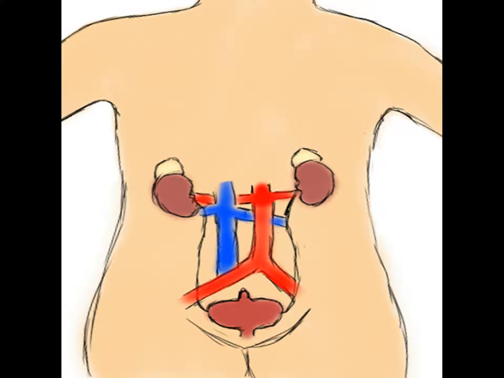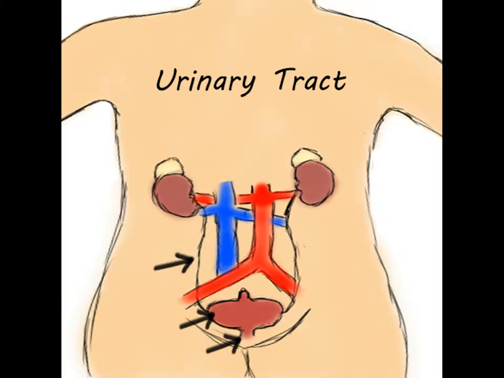The urinary system consists of the kidneys, ureters, urinary bladder, and urethra. The kidneys filter the blood to remove waste and produce urine. The ureters, urinary bladder, and urethra together form the urinary tract, which acts as a plumbing system to drain urine from the kidneys, store it, and then release it during urination.